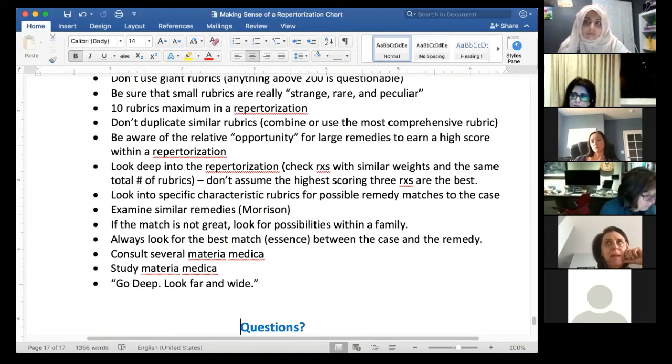But you also might want to back up and say, is there something that's a little more characteristic? And if it's strange, rare, and peculiar, go for it. That might be.